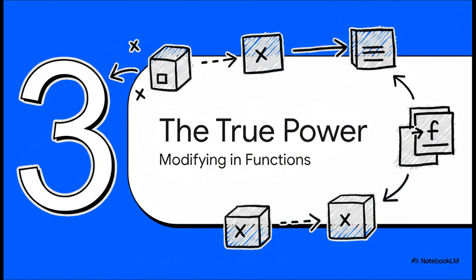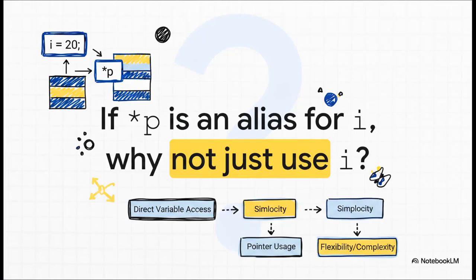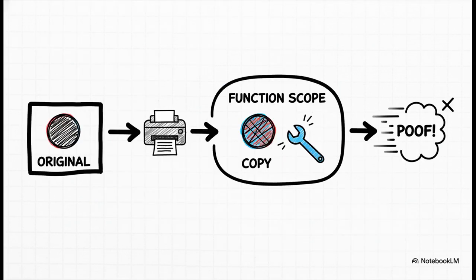Well, this next part is the big reveal. This is the main reason pointers are so essential in C. And yeah, that's the million-dollar question, isn't it? If p is just a stand-in for i, why not just write i equals 20 and call it a day? Why all the extra steps? The answer has everything to do with a fundamental rule about C functions.